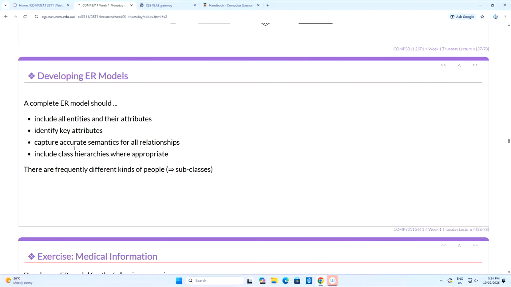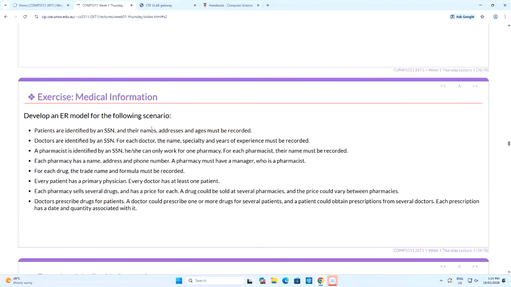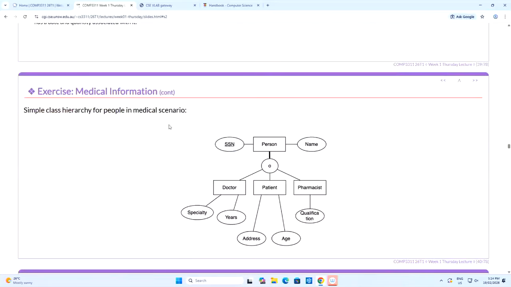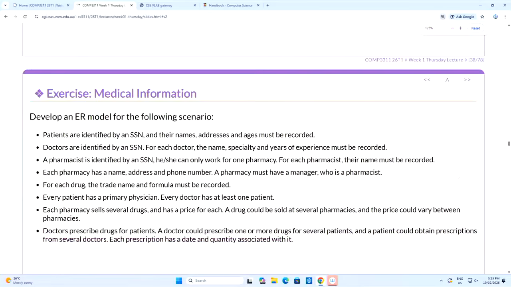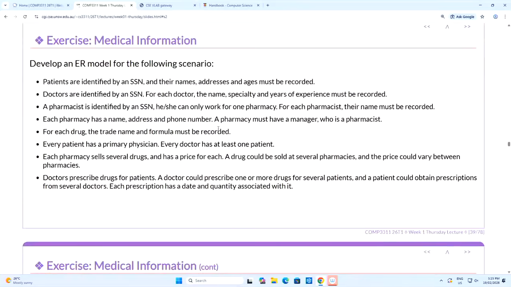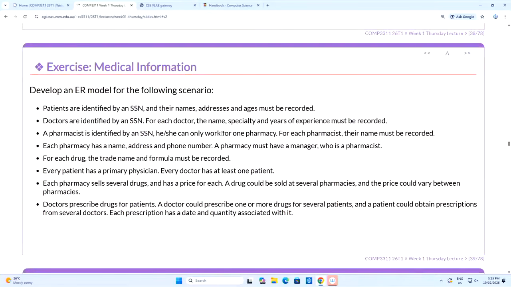Yeah, so this is basically ER diagrams. And let's look at a couple more exercises. So this is an exercise of developing an ER model for a hospital, I guess. So we've got patients, doctors, pharmacists, pharmacy, and drug. Based on these sentences, we can get the relationships as well as the attributes related to them.